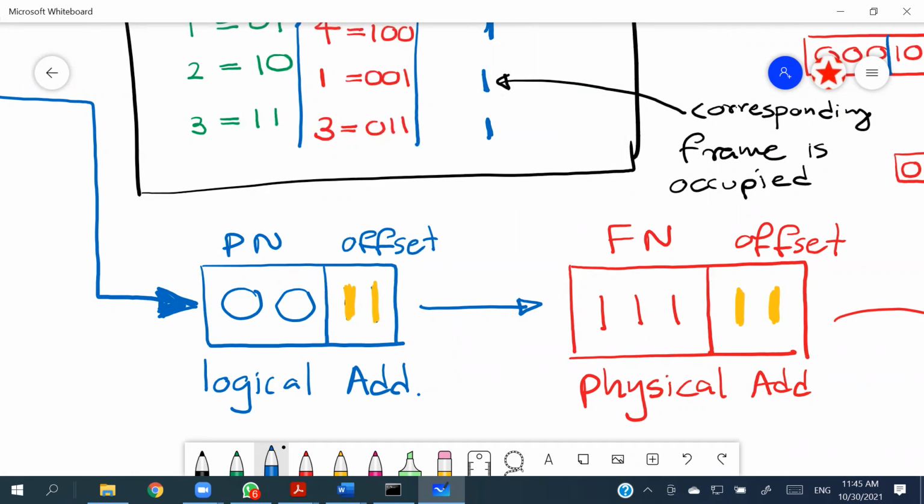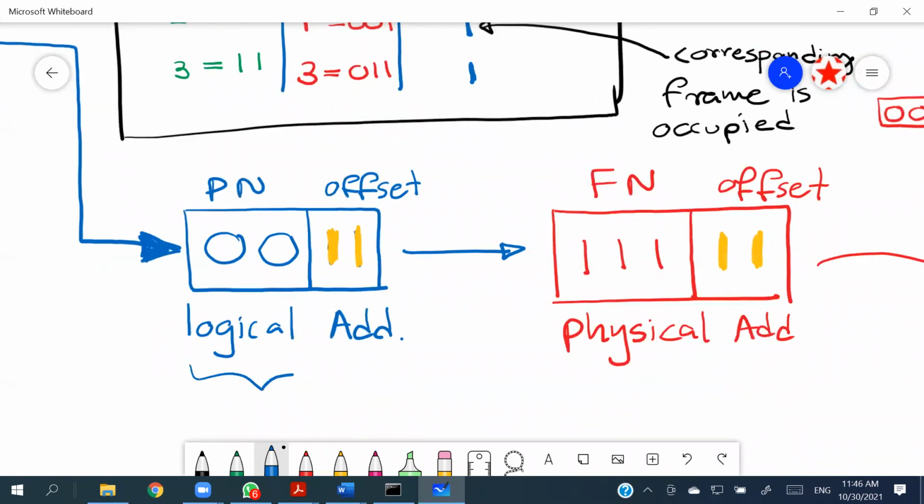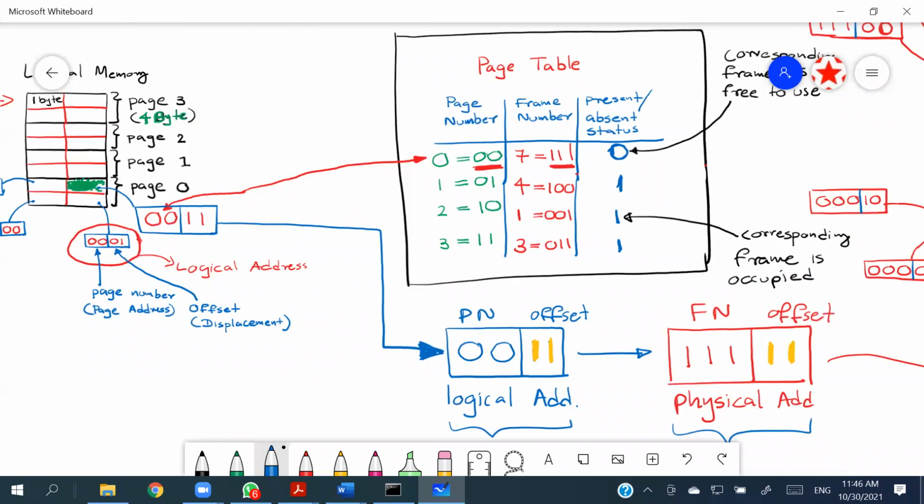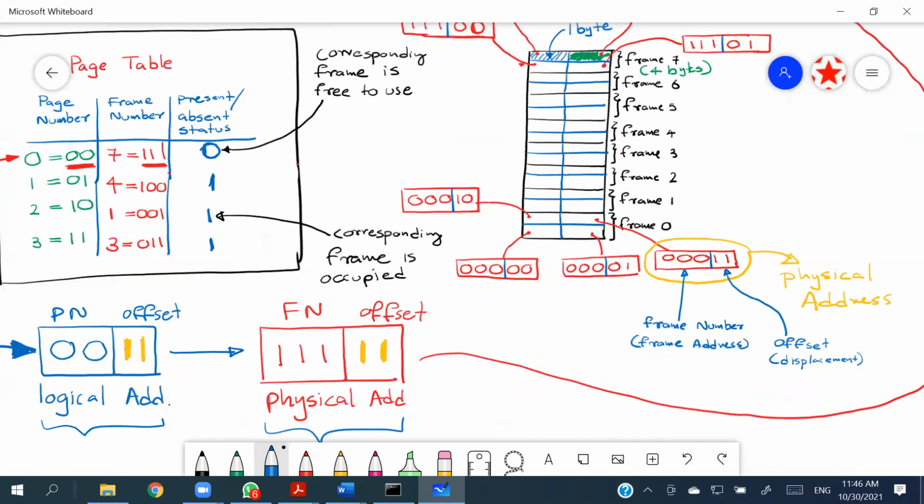When you are replacing the page number with the frame number, the number of bits can change. Now you can see here the page number has 00, only 2 bits. When it is replaced with the frame number, it contains 111, so they have 3 bits. So earlier the logical address was a 4-bit address. Now the physical address is a 5-bit address. And we can think of it very rationally, because logical memory has 4-bit addresses and the physical memory has 5-bit addresses. So eventually that is what should happen.